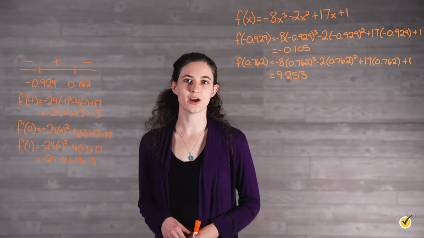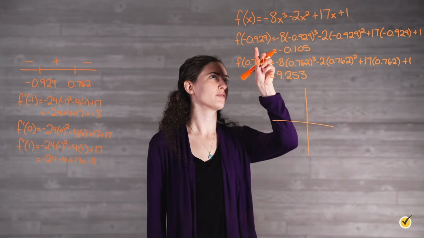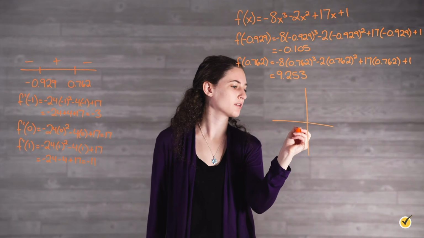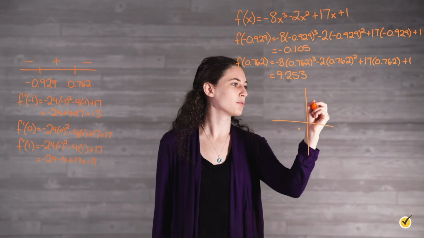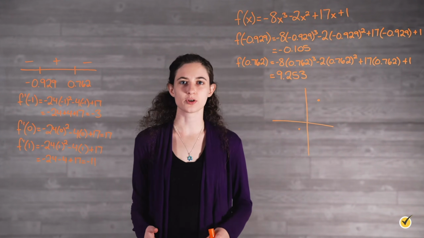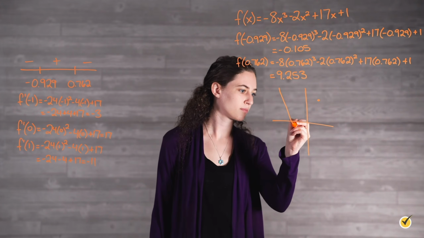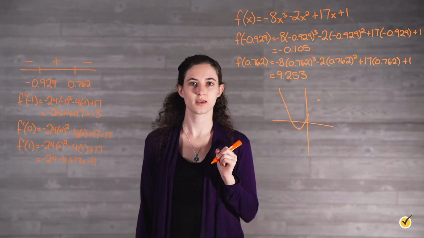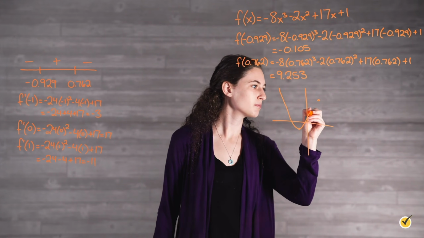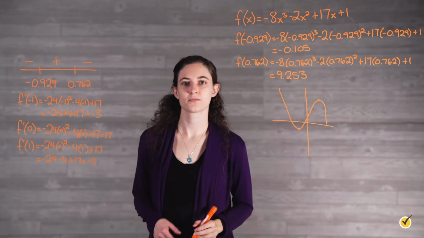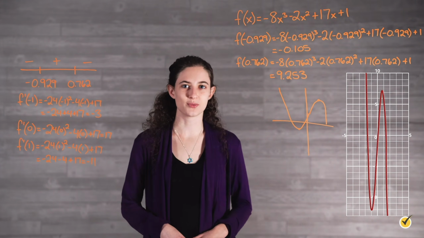Then we'll roughly plot these on our graph. We have negative 0.929, negative 0.105, and 0.762, 9.253. We know that at the first point the graph changes from decreasing to increasing, so let's sketch that. And then at the second point, it changes from increasing to decreasing. Let's compare this to the actual graph of the function. It looks very similar to the one we sketched.